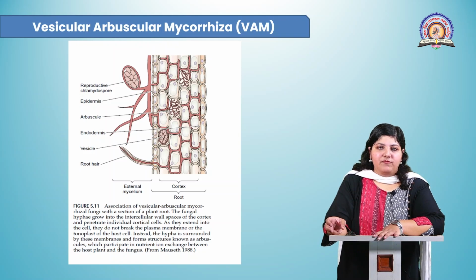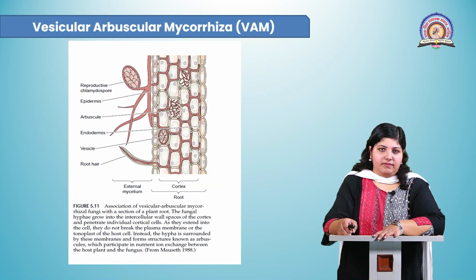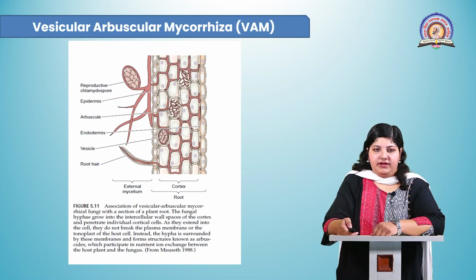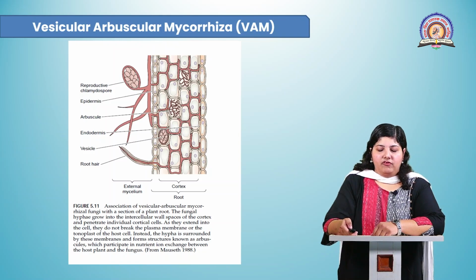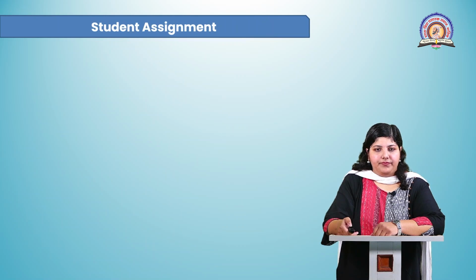Now, how do these VAM fungi help in nutrient availability? They help in better phosphate absorption, or they help the plants to absorb the phosphate ions better. Also, these VAM fungi help in the absorption of some trace elements, for example copper and zinc, in a much more efficient and better way. So these are the two types of mycorrhizal associations which help in better absorption of mineral nutrients.